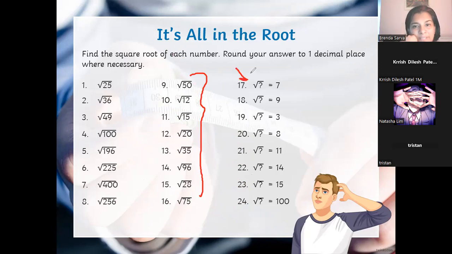Now look at number 17 here. If your answer is 7, what number would be inside here? If you square root a number and you get 7, what number is it? Very good, it's 49. If the answer is 9, what number is inside here? 81. Good. So what you're doing is squaring. 3 squared is 9, so square root of 9 goes back to 3. 8 squared is 64, square root of 64 goes back to 8.